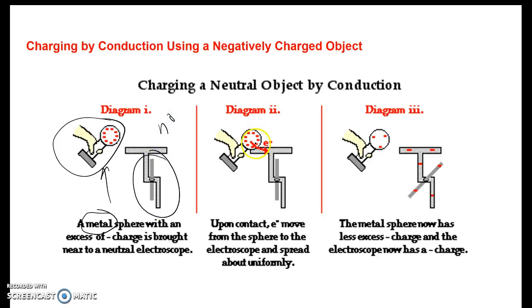Once the metal sphere touches the electroscope, electrons transfer from the metal sphere to the electroscope. So the charged object gives electrons to the electroscope. In doing so, the electroscope, what at one time was neutral, becomes negative. And so we use the metal sphere to charge the electroscope negative. So we went from neutral to negative by conduction, which is by touching.